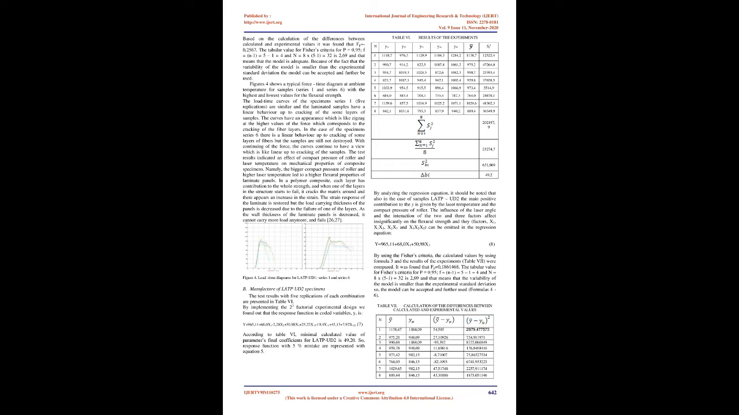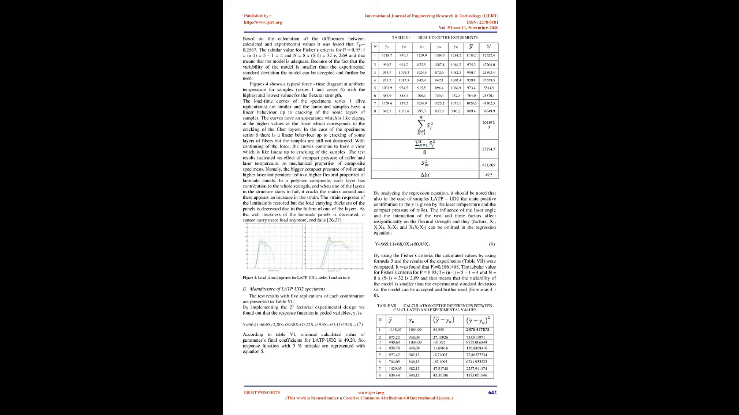In the case of the specimen Series 6, there is a linear behavior up to cracking of some layers of fibers, but the samples are still not destroyed. With continuing force, the curves continue to look linear up to cracking of the samples. The test results indicated an effect of compact pressure of the roller and laser temperature on mechanical properties of composite specimens. Namely, the bigger compact pressure of the roller and higher laser temperature led to higher flexural properties of laminate panels.